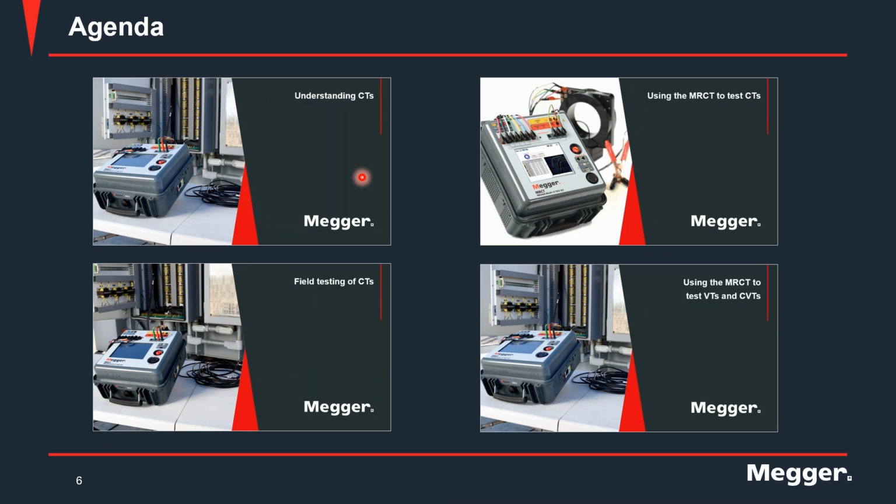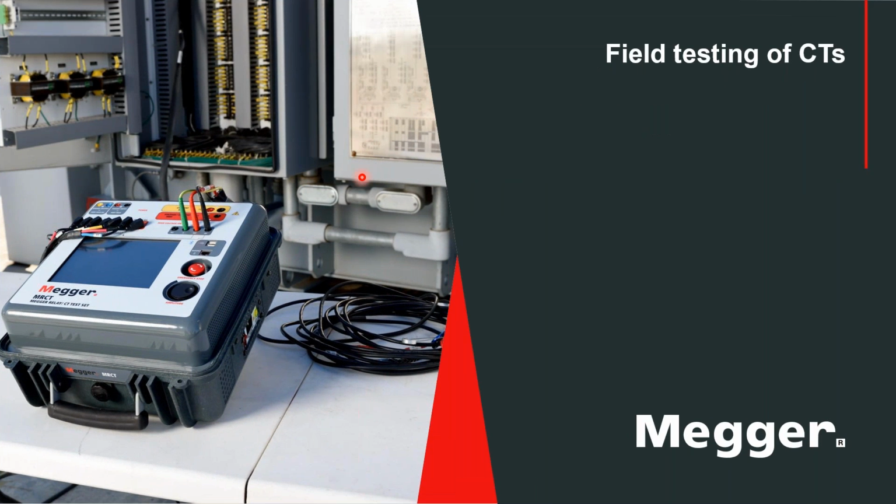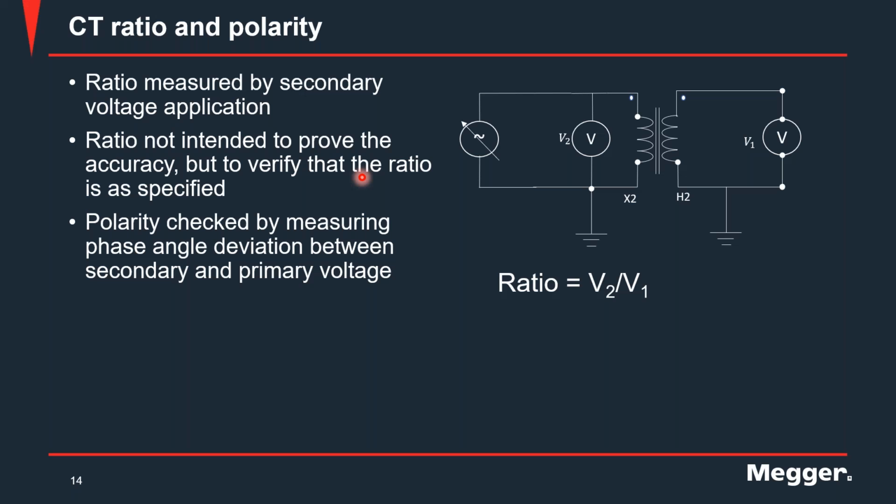Okay, so that was a little bit about the theory of the CTs. Now let's talk about field testing that's done on CTs. The first test that's done on a CT out in the field is CT ratio verification or CT ratio measurement.